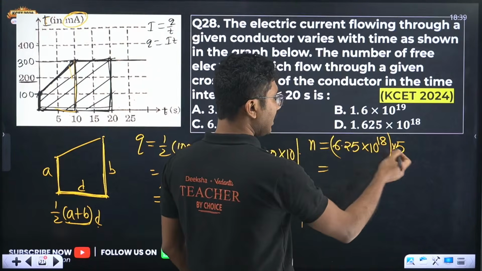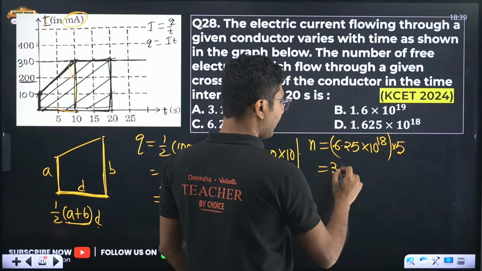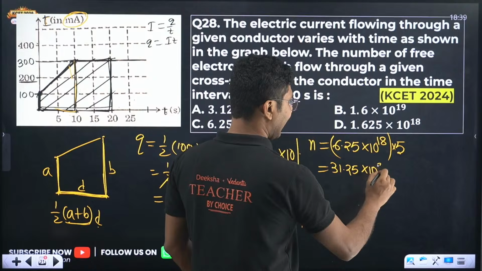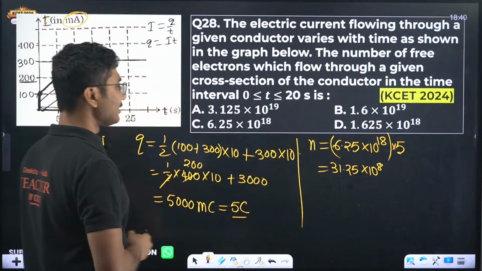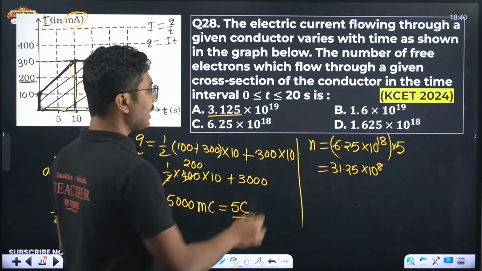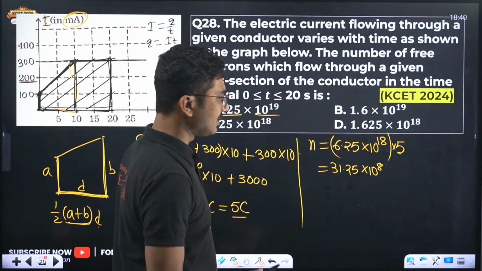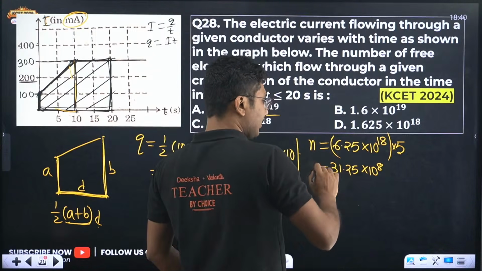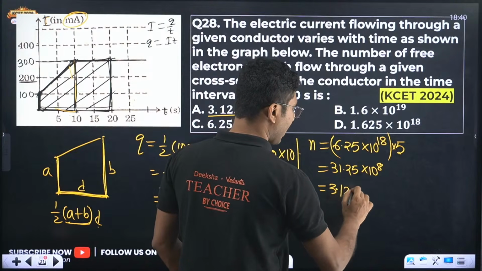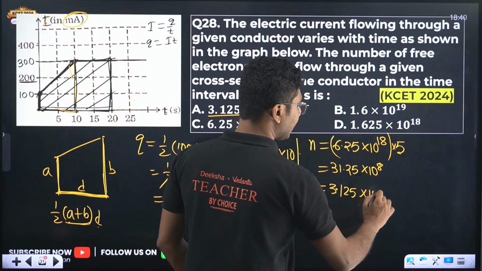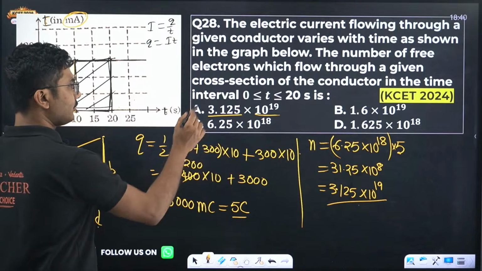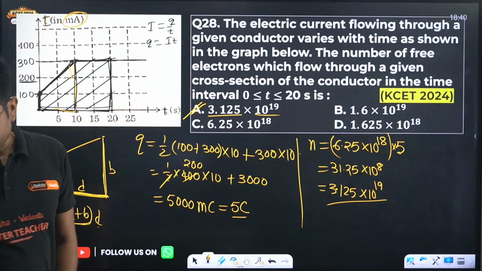Okay, so it will be 31.25 into 10 to the power of 18. But exact answer is not given. If you see, there is a decimal shifted here and 10 to the power value is increased by 1. So if you shift the decimal by 1, obviously you can write it 3.125, and then you have to increase the 10 to the power of value by 19. Okay, so correct answer is option A.